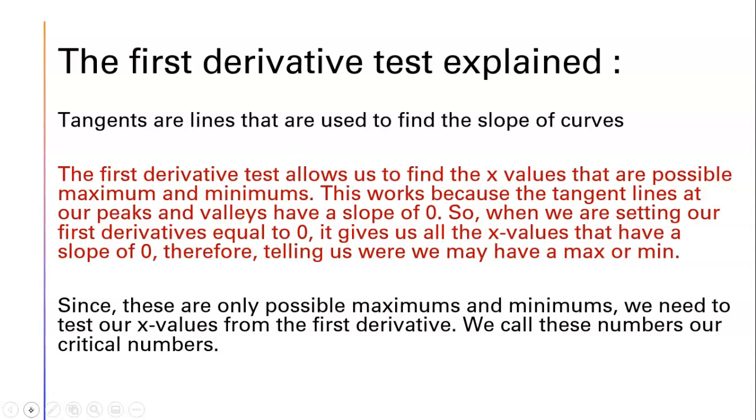This works because the tangent lines at our peaks and valleys have a slope of 0. So when we are setting our first derivatives equal to 0, it gives us all the x values that have a slope of 0, therefore telling us where we may have a maximum or minimum. Since these are only possible maximums and minimums, we need to test our x values from the first derivative. We call these numbers our critical numbers.